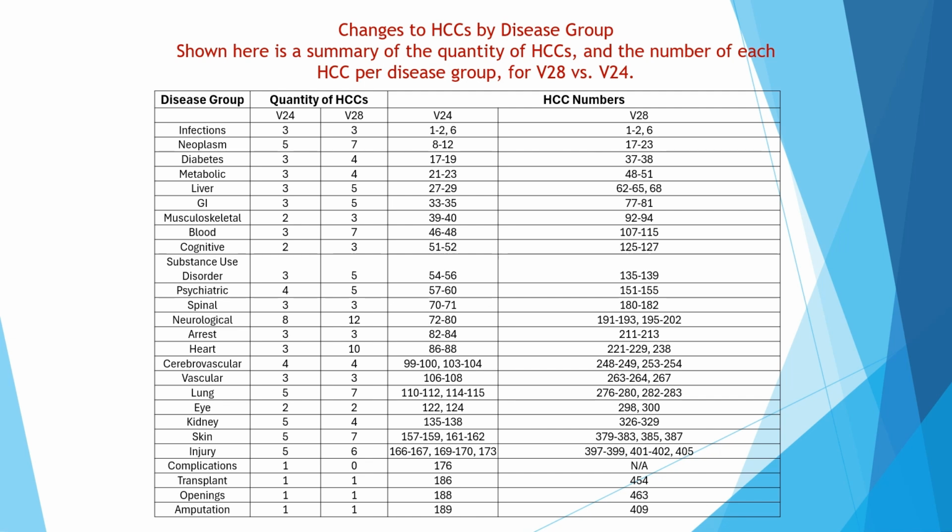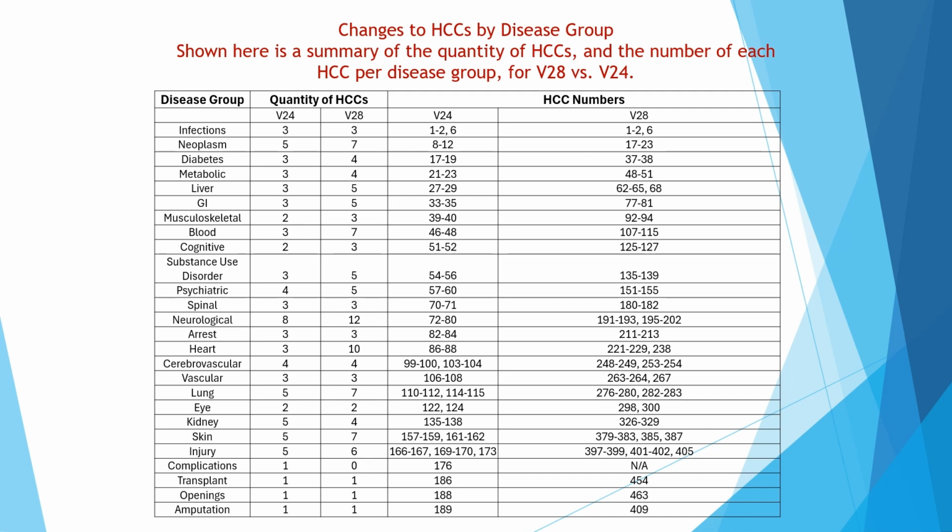Quantity of HCCs for V24 is 2 while V28 is 2. HCC numbers for V24 is 122, 124, and V28 is 298, 300. Kidney, quantity of HCCs for V24 is 5 while V28 is 4. HCC numbers for V24 is 135 to 138 and V28 is 326 to 329.